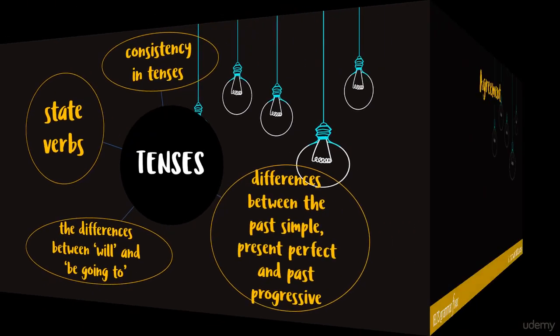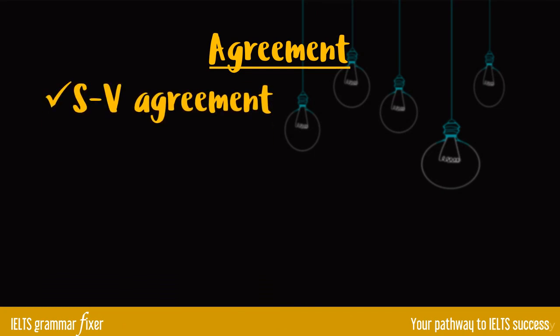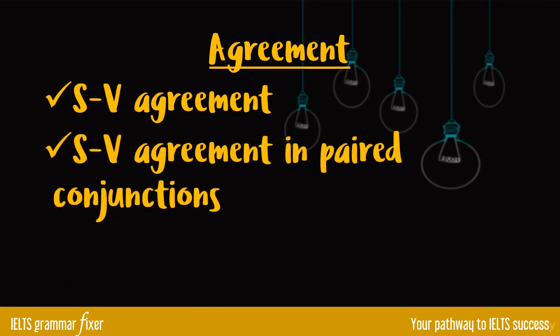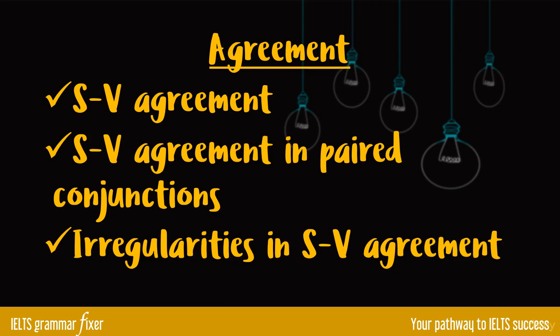In the next section, you'll be looking at agreement. First, you will learn simple rules about subject and verb agreement, and then subject and verb agreement in paired conjunctions, and lastly, irregularities in subject and verb agreement.